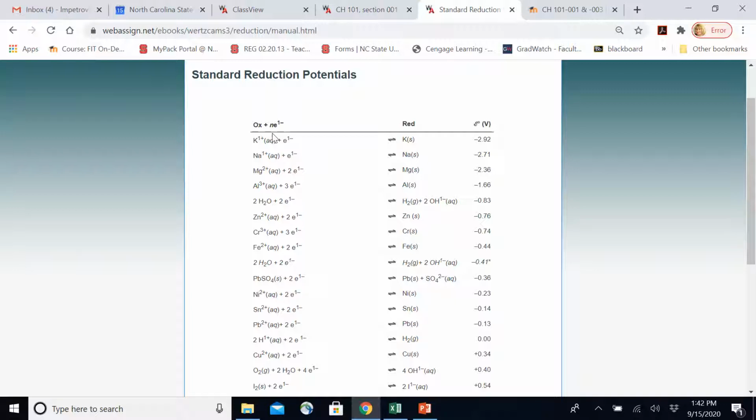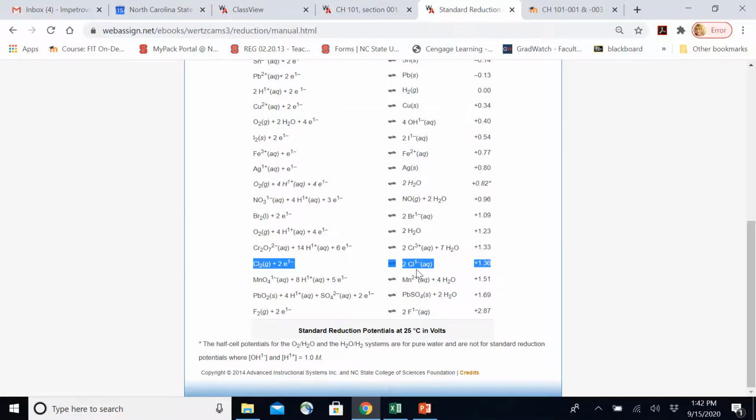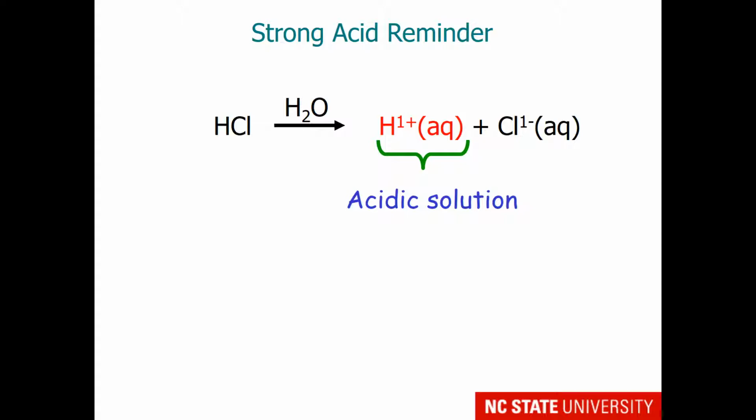If you go to the standard reduction table, H+ would be involved in the standard hydrogen electrode. Chloride is a weak reducing agent. In addition, H1+ is sometimes a participant in other redox reactions. Here the H1+ does not change oxidation state. It's the oxygen that does, but the H1+ needs to be present to soak up the oxygen and make water. Many redox reactions occur in acidic solutions.